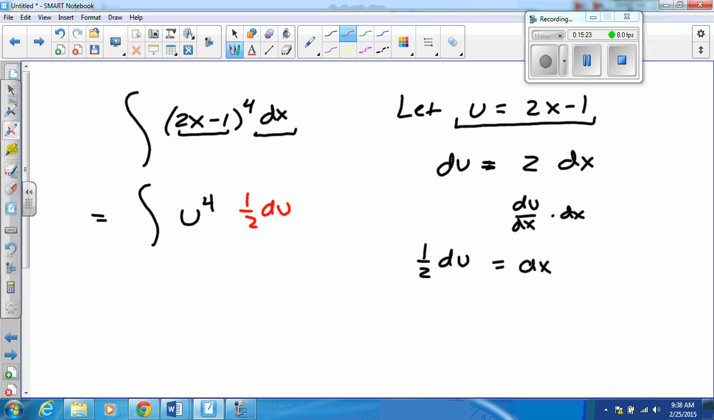And what I have done now is to transform my antiderivative from an antiderivative in terms of the variable x into an antiderivative in terms of the variable u. Having done that, I can integrate this easily. 1/2 is a constant and comes to the outside. And the integral of u to the 4th du is 1/5 u to the 5th plus the obligatory constant c.